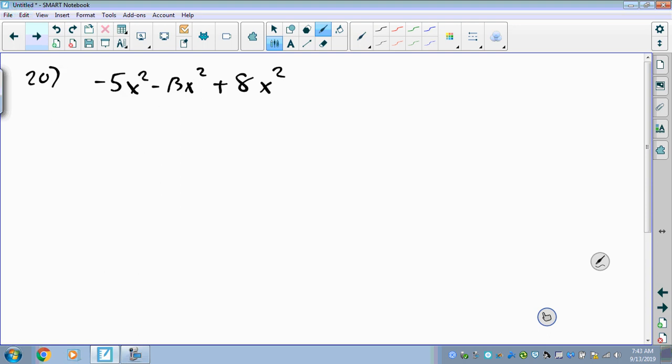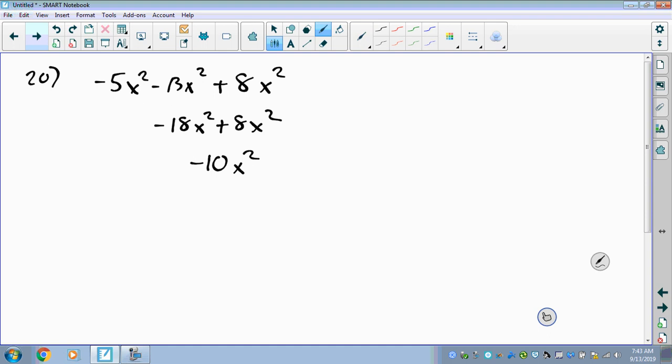Number 20. Okay, so combining like terms. They all got the same x. They all have the same exponent of 2. Therefore, I can add these things together. You do exactly what it says. Okay? Negative 5 minus 13 plus 8. Negative 5 minus 13 is going to be negative 18x squared. Keep the x squared. Plus 8x squared is going to be negative 10x squared. Good? So they're like terms.